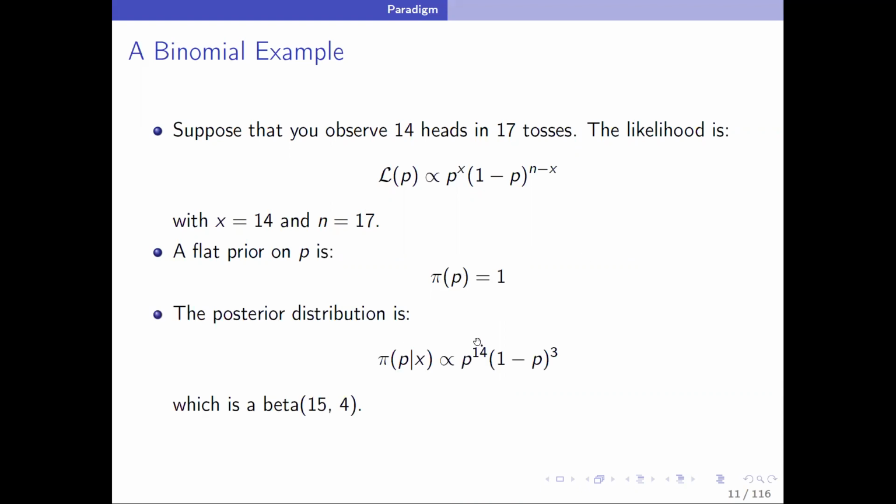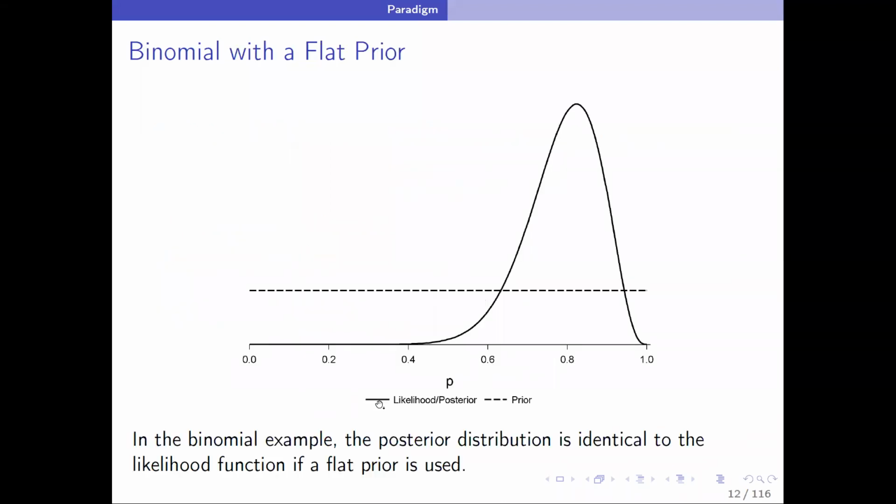Okay, and then the posterior is you multiply the two together, and you get a posterior function with the same form as what is here, except the random variable is now, instead of x, which makes a binomial, p, which makes it a beta distribution. And so you can plot it. In the binomial, the posterior distribution is identical to the likelihood function if a flat prior is used. Okay, so that's what it is. It doesn't change the shape of the posterior distribution.